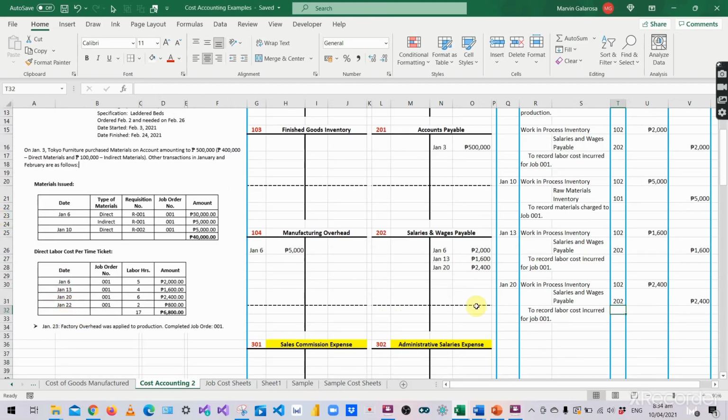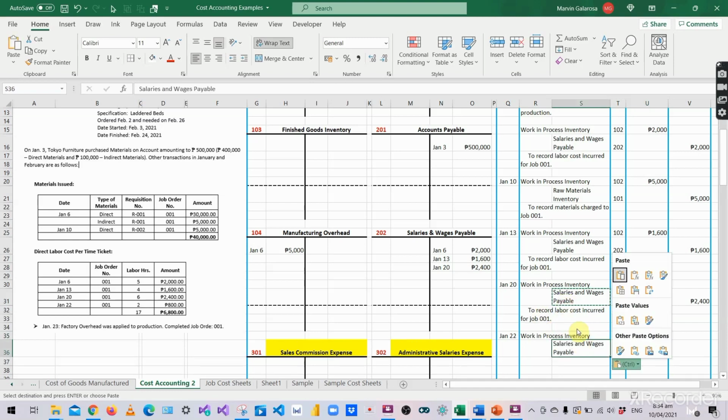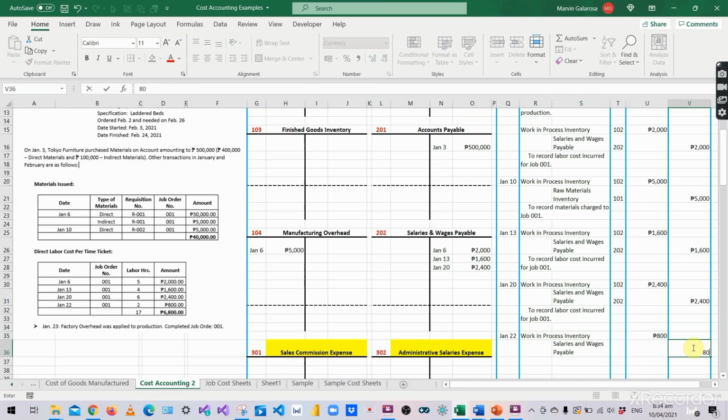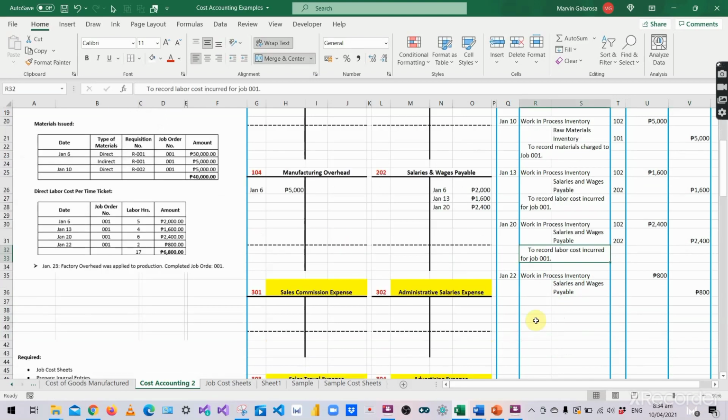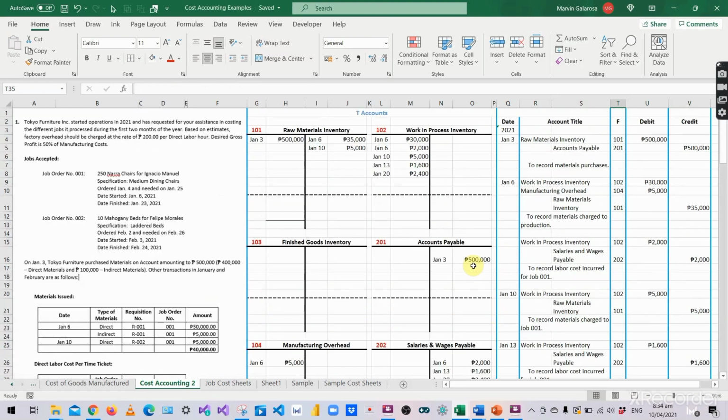And then, on January 22, labor cost ulit na incur. What would be the entry? Debit mo siya sa work in process inventory, ₱800. Credit yung salaries and wages payable, ₱800. And then, write the description. After mo siyang ma-journal entry, post siya sa T-account.